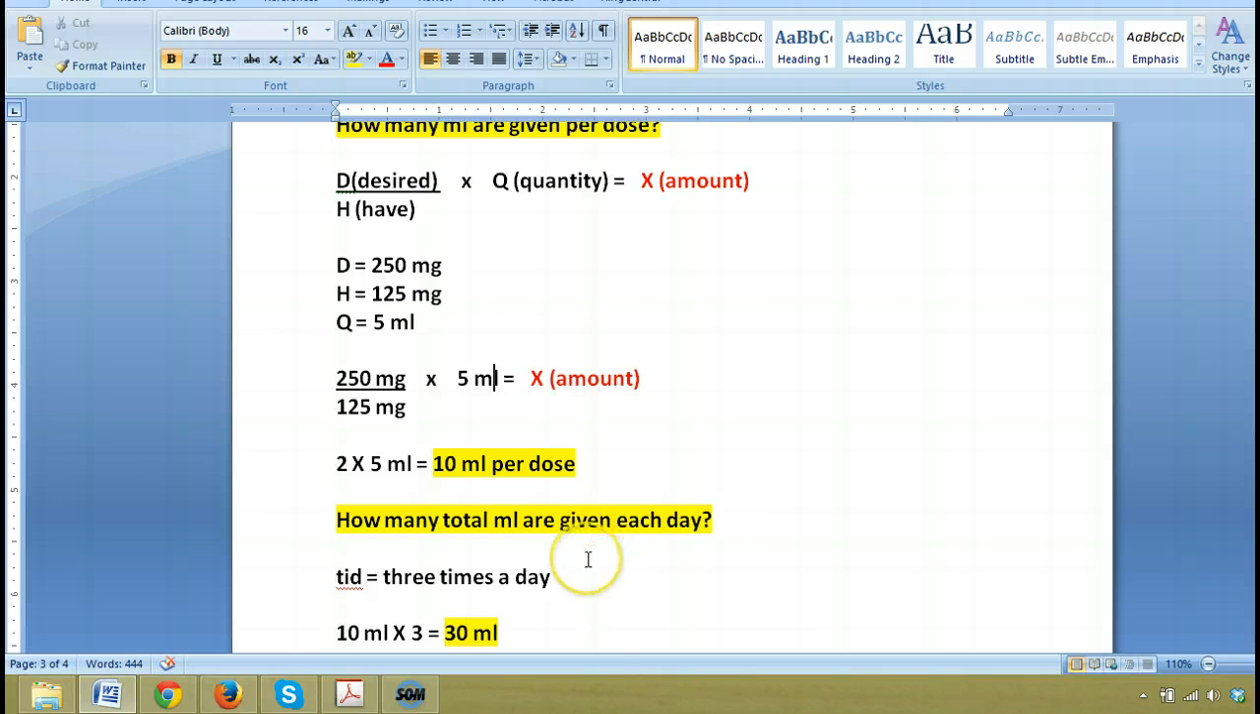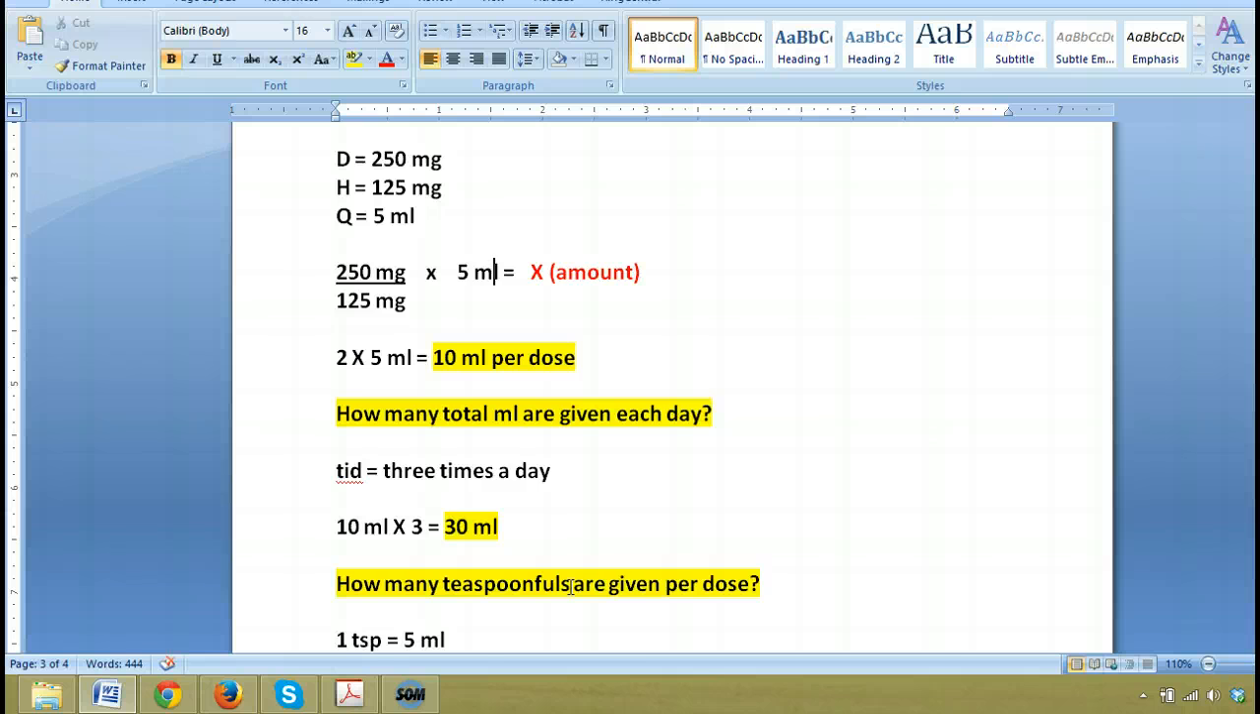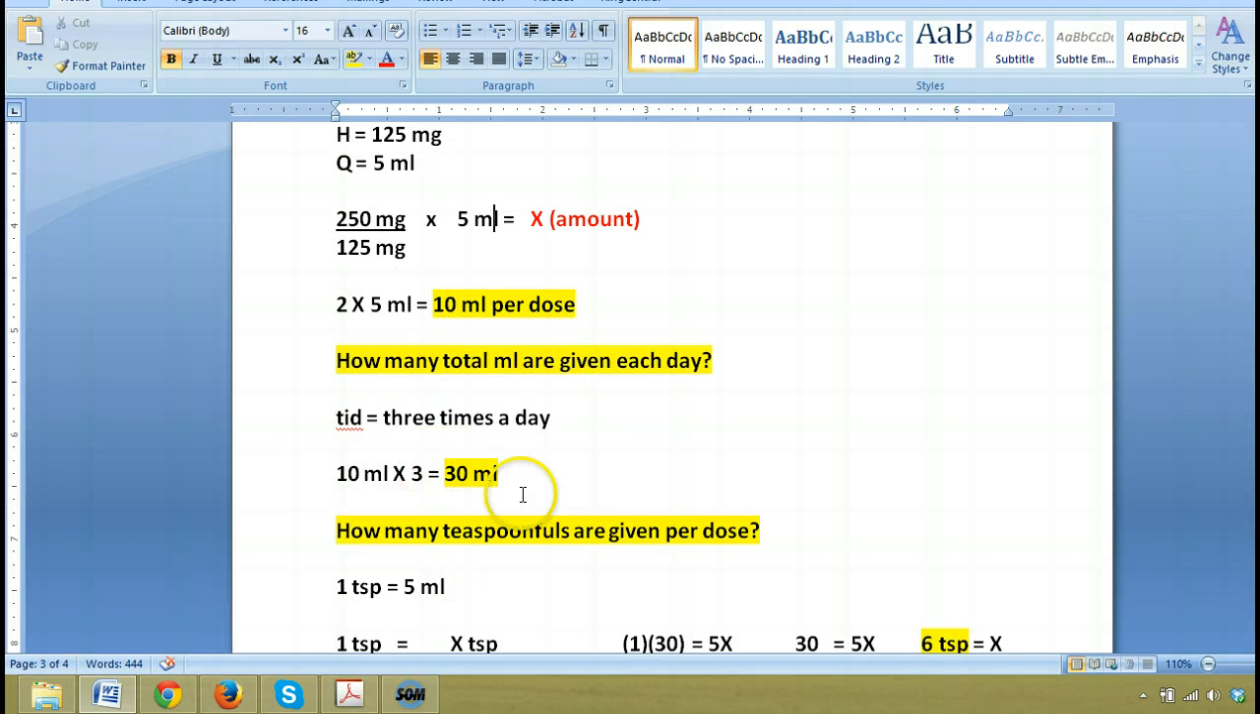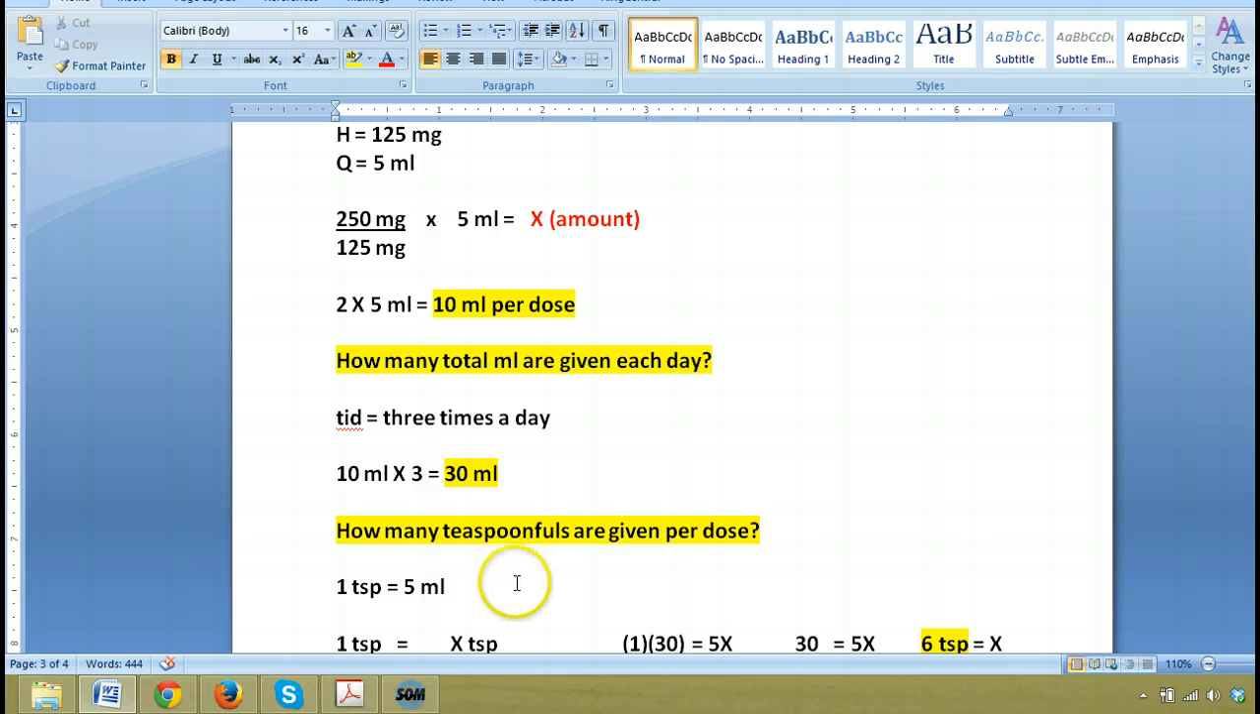Now if you're asked how many total mils are given for the day, well, we know we're going to give this dose 3 times a day. TID equals 3 times a day. So 10 mils times 3 would be 30 mils. Now, here's an extra question. We're going to give them 30 mils total. We're going to give them 10 mils per dose. Now you're being asked, how many teaspoonfuls are given per dose? We know we're giving 10 mils per dose, but how many teaspoons is 10 mils equal to?